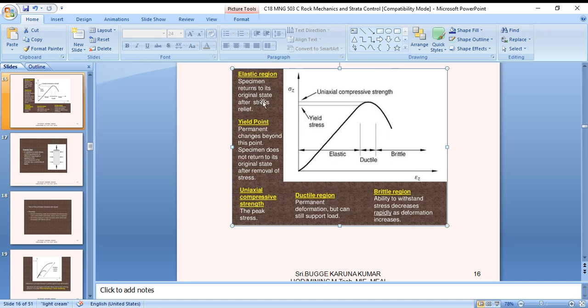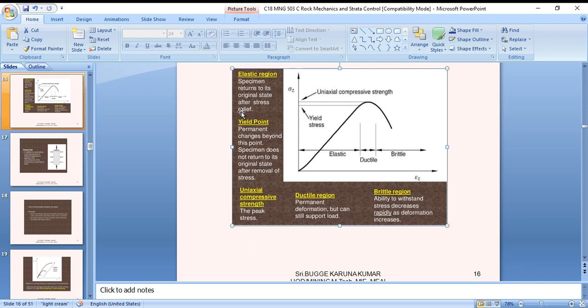In the uniaxial compression stress region, there is a permanent change beyond this point. For example, once a load of 10 megapascals is applied and you go slightly beyond it, say 10.01, that is called the yielding point. You can't come back to the original position. So the permanent change beyond this point is plastic. The specimen does not return to its original state after removal of the stresses.